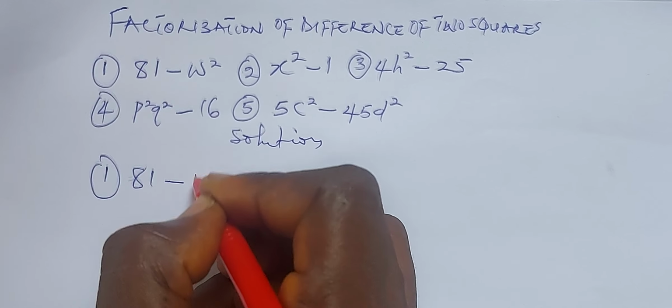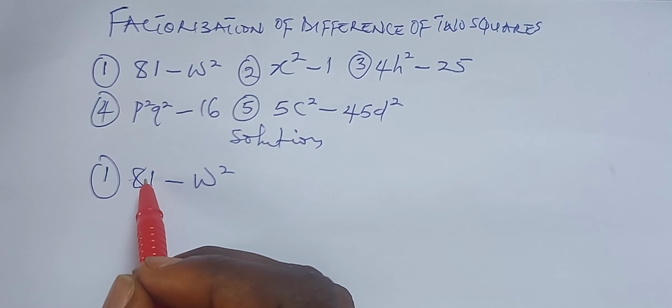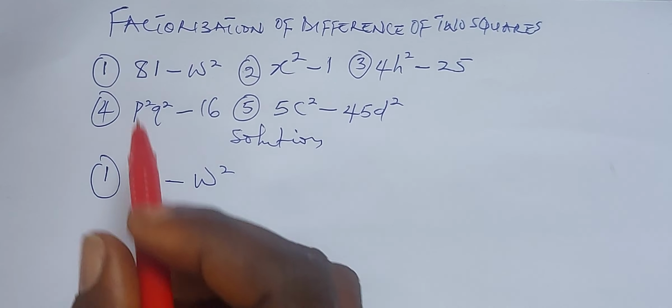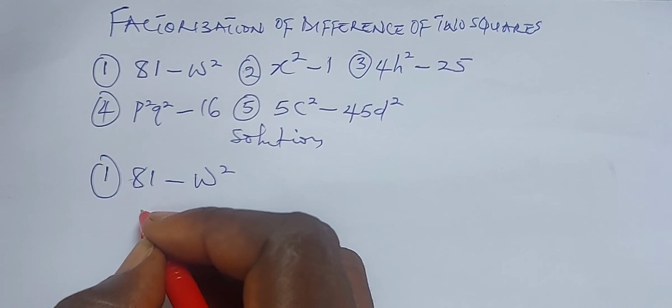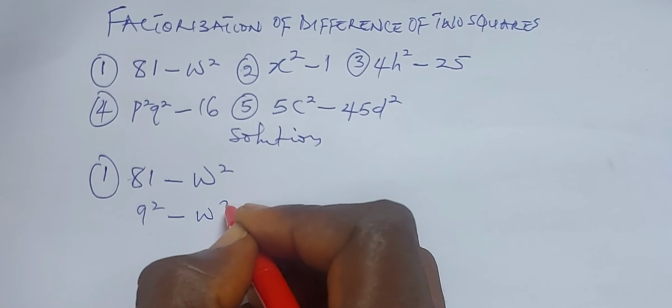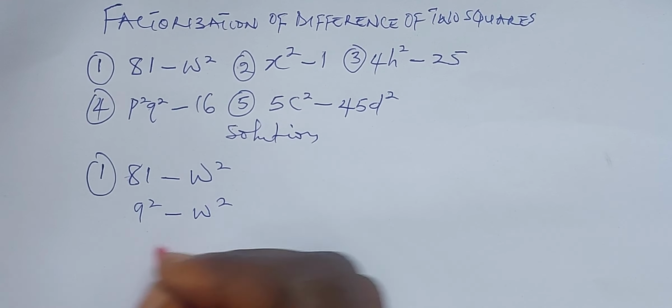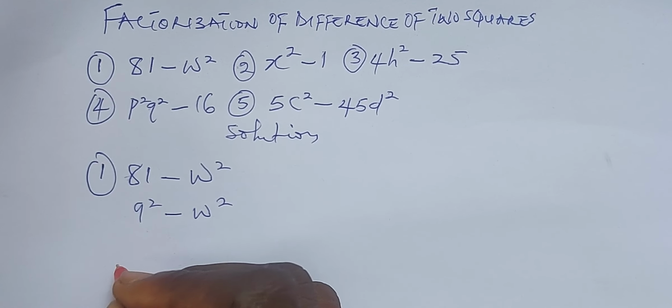81 minus w squared. When you are given this kind of factorization, you look at it: there is a number that you square and you have 81. What is that number? It is 9. 9 squared will give you 81. And so automatically, you open two brackets, one is plus, one is minus.